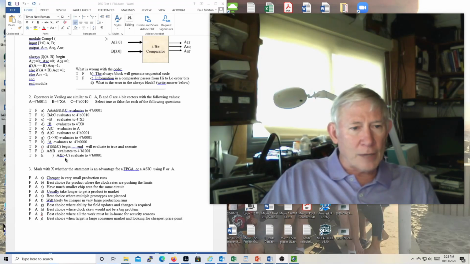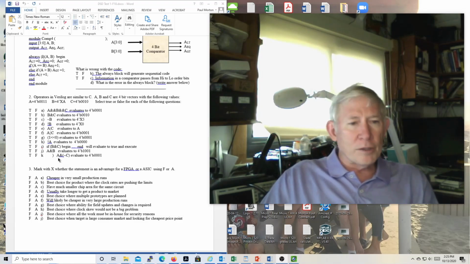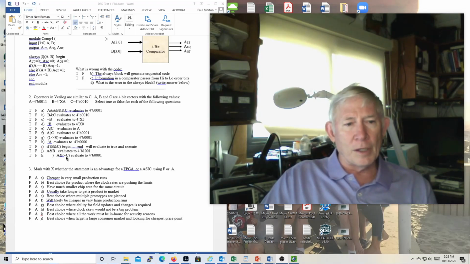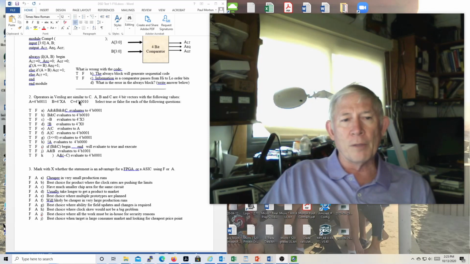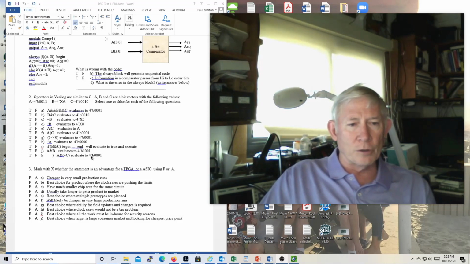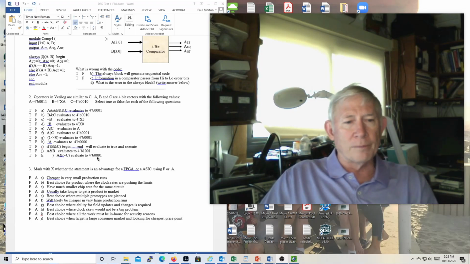Then the last one here, A bitwise ANDed with the bitwise inversion of C. So we take C, which is 0010, you invert it bitwise, so that's 1101. Then you're going to AND it with A, which is 3, so 1101. So that's only going to overlap in the lowest order bit. So that's going to evaluate to 4 tick B 0001. That is correct. Oh, wait, yeah, that's right. Yep.